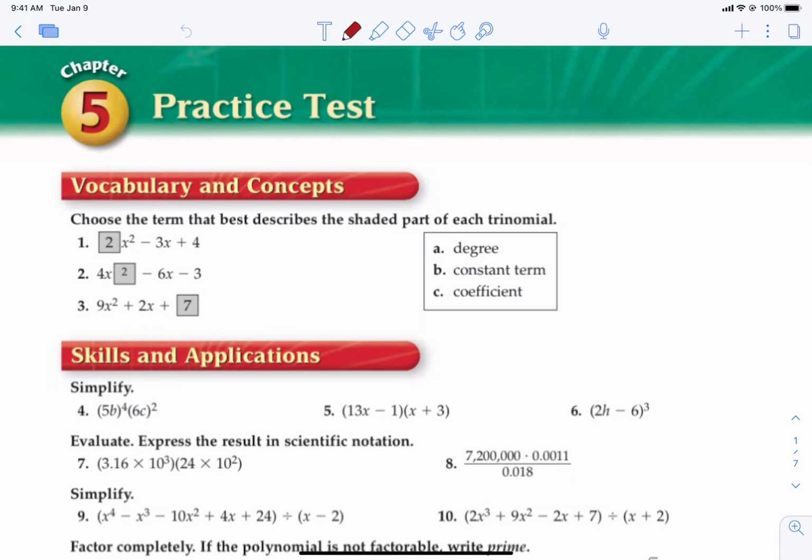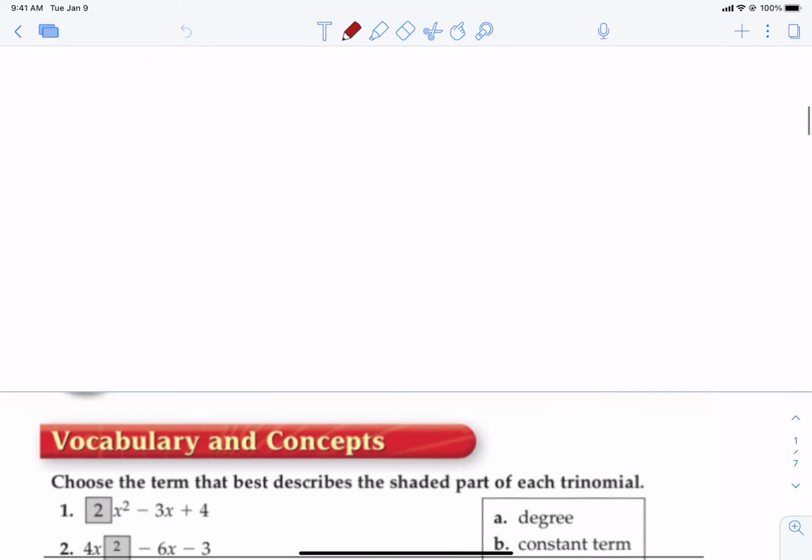So remember, Chapter 5 had 10 different lessons, so a lot of information is in Chapter 5. What you see here on the practice test will be very similar to what you're going to see on the test, okay? So just keep that in mind. Now, again, we're going to start this now, and then we'll continue this on our next Google Meet. So let's start with 1 through 3.